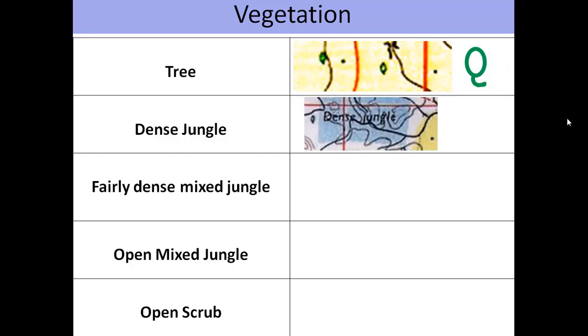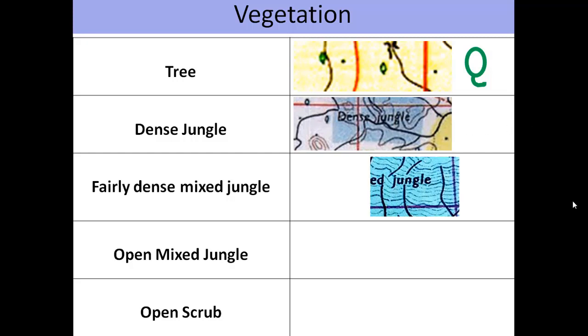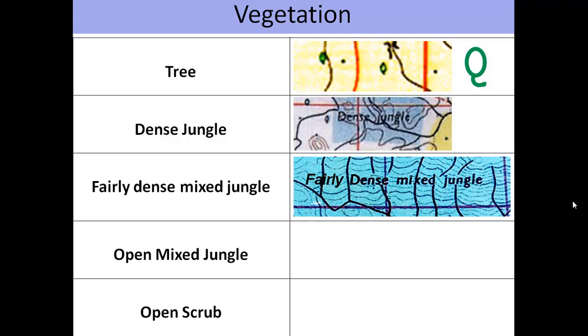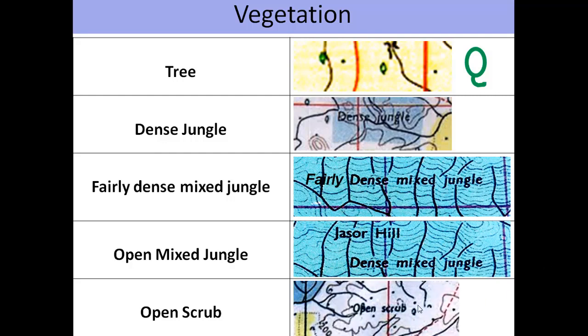Followed by that, dense jungle. Dense jungle is written like this on a topographical map. Next is fairly dense mixed jungle. As you can see, it has been written like this, fairly dense mixed jungle. Followed by that, open mixed jungle or dense mixed jungle, just written beneath Jasor Hill. Followed by that, open scrub. As you can see, it is written like this, open scrub, on a topographical map. This represents small and thorny bushes.